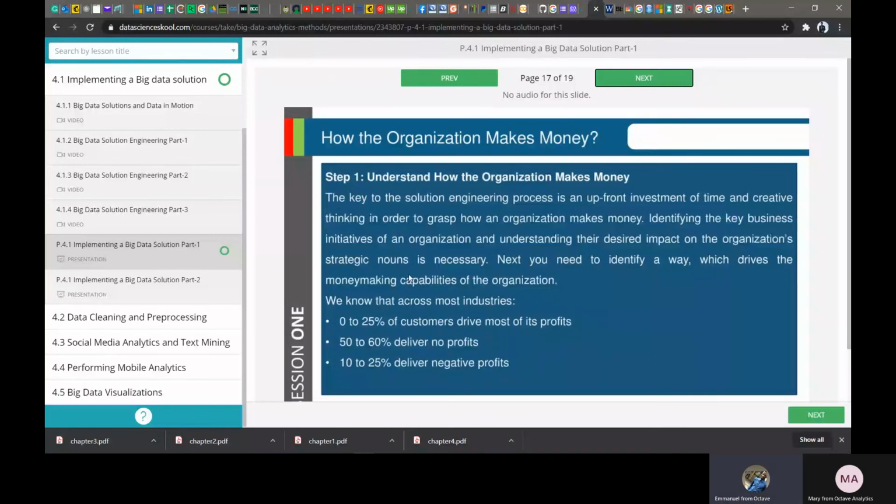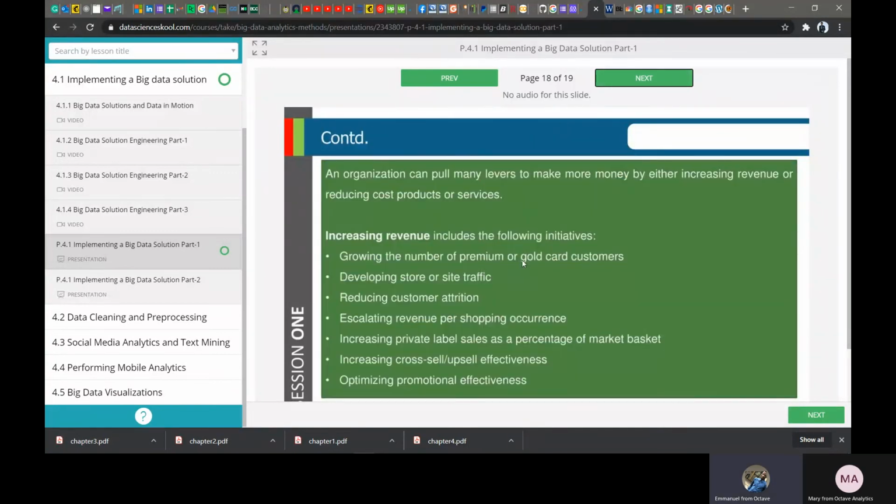The next, you need to identify a way which drives the money-making capabilities of the organization. We know that across most industries, like the major industries, 0 to 5% of customers drive most of its profits. So those are what we call premium customers. Like you have 50 to 60% deliver no profit. All these people they're just there. Then you have 10 to 20% who deliver negative profit, that they even put the companies at loss.